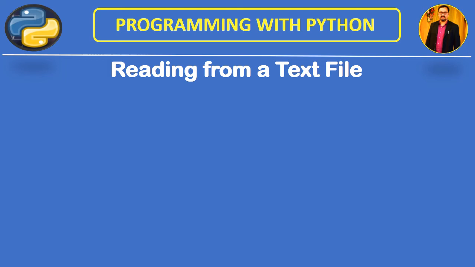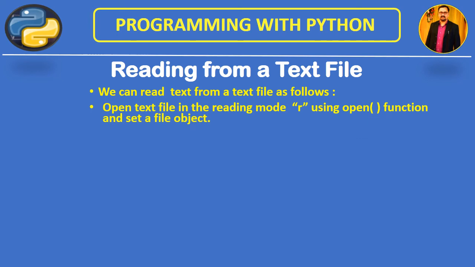Now the next thing is reading from a text file. Once you have finished with writing, the next thing is how you will read the same data. So this is the reading process. The main points that you have to remember are as follows. Open the text file in reading mode. Again here the only change is you have to open this time using R. R stands for reading mode, and this will be done along with this open function.